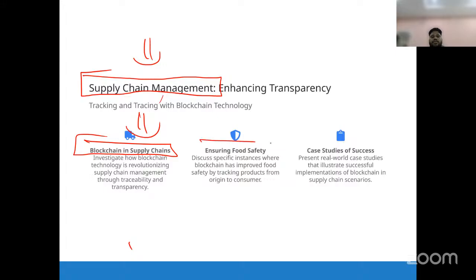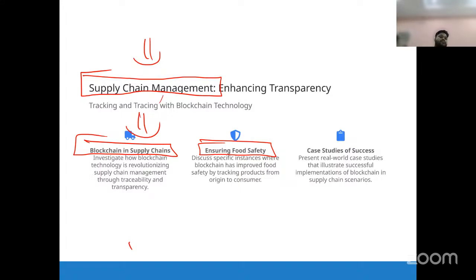And then ensuring food safety. Blockchain can also be useful to track food from the farm all the way to the store. So if there is ever an issue, like food has been spoiled, it is easier to find out where the problem started because the entire journey of the food is tracked on the blockchain.